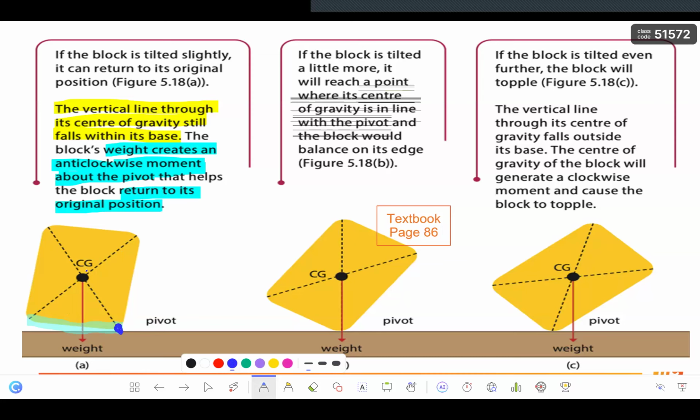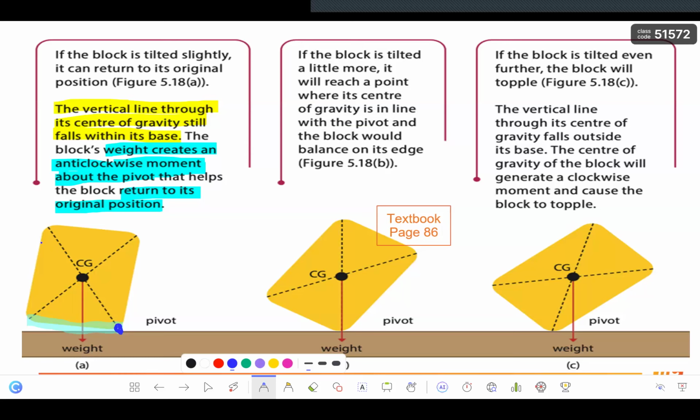So the first step is always to identify whether this line of action of the weight is still within the base area. If it's within the base area, you say that it's within the base area. If it's not within the base area, you say that it's not within the base area. Once it's within the base area, most likely it's very stable. It will return back to its original position. But why? It's because this weight will create a moment that brings it back to its original position.